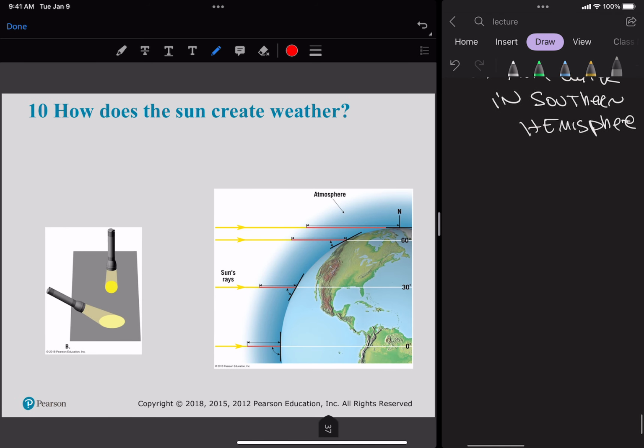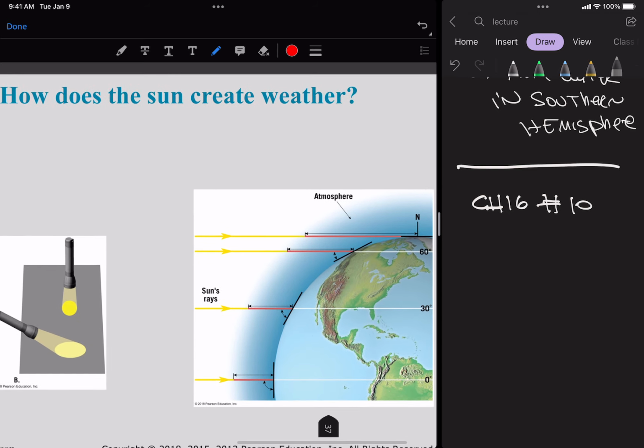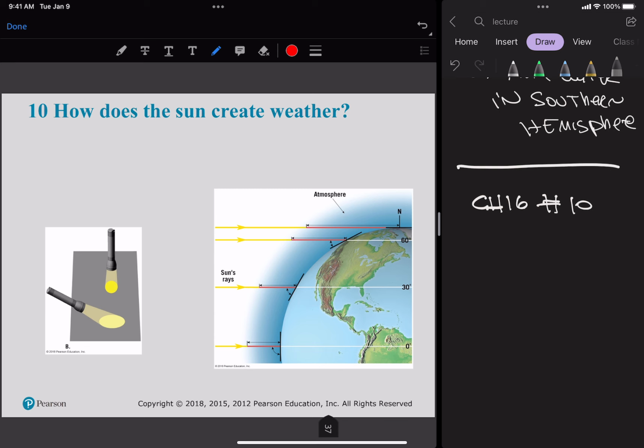Okay, next question. Chapter 16, number 10. How does the sun create weather? So both of these pictures are a hint as to how that occurs.